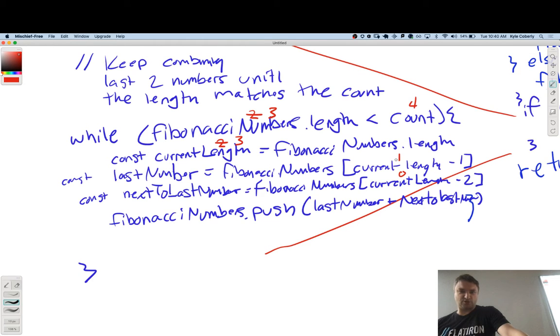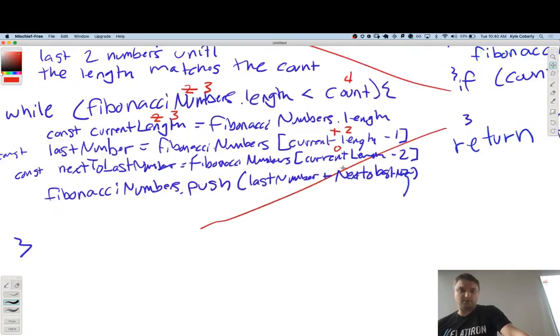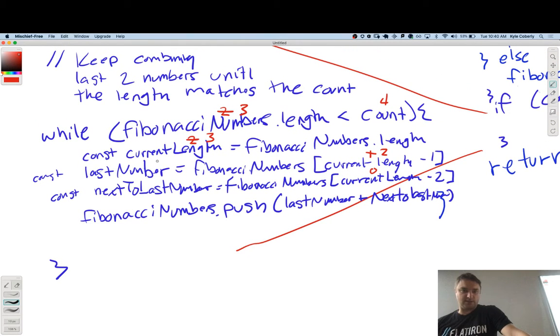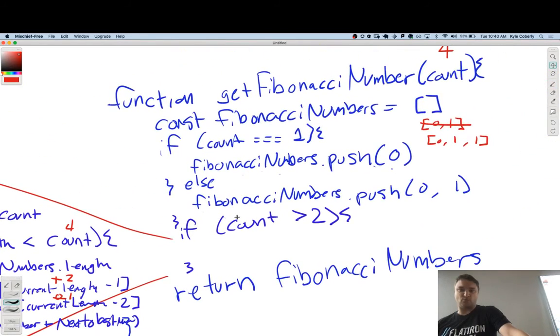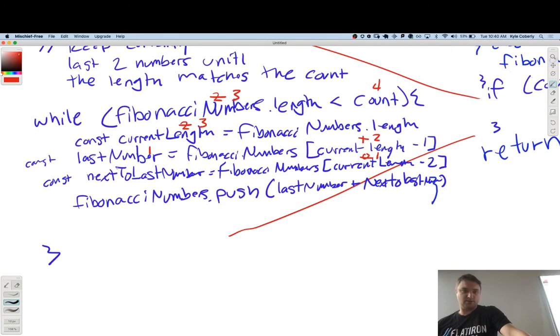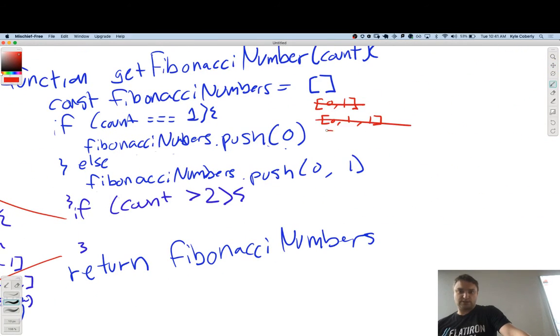Last number, Fibonacci numbers, current length, 3 minus 1. So now that's 2, and the Fibonacci number at index 2 is 1. So I go, all right, that's 1. The next to last number is current length, which is 3 minus 2, so that becomes 1. Fibonacci numbers at index 1 is 1. So I'm pushing in the combination of those, which should be 2. So now this is 0, 1, 1, 2.